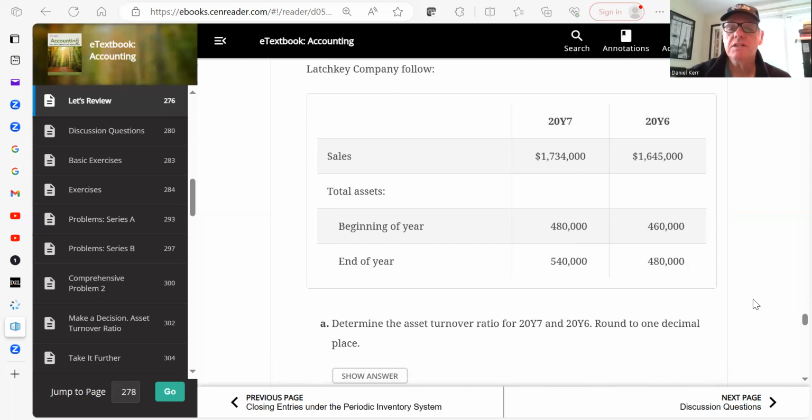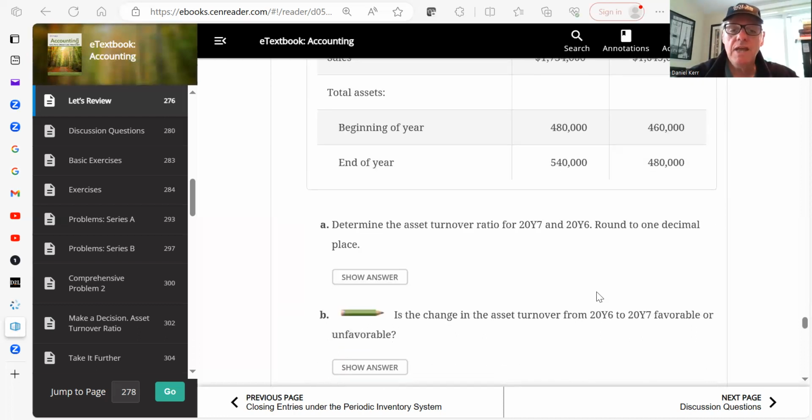So the way we would do this is we would take the sales for 2017, our 20Y7. That would be your numerator. Your denominator would be the average between 480 and 540. For year 6, it would be 1,645,000 divided by the average of these two. And you'll get a number, and that number will say that for every dollar of assets, I've got X dollars of sales. So compute the ratios for those 2 years. So you're going to get a separate ratio for year 7, and you're going to get a separate ratio for year 6. Do that, and then come on back.